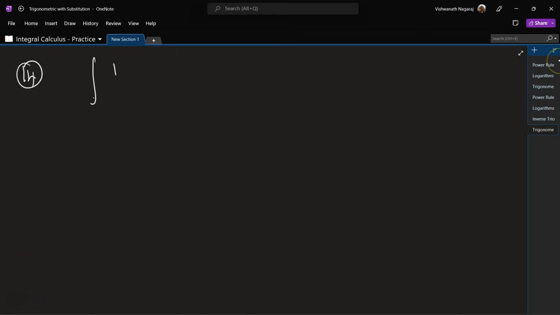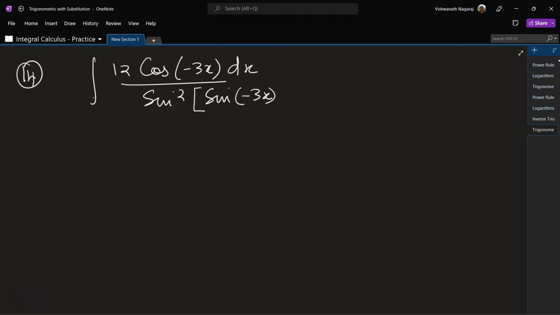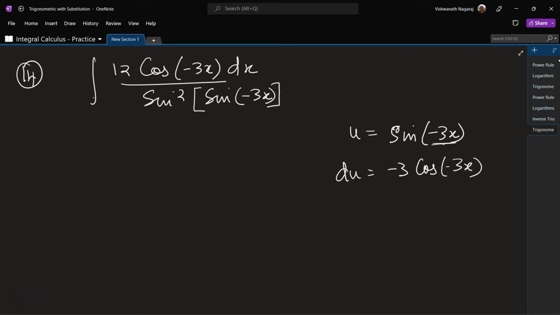14th one. Integral of 12 cos of minus 3x dx divided by sine square of sine minus 3x. Okay, let's take u is equal to sine of minus 3x. du would be, when we differentiate this, we get minus 3. So if we differentiate sine minus 3x, we get cos minus 3x dx. Right? Okay, let's do the substitutions. Here we have minus 3, we have 12.